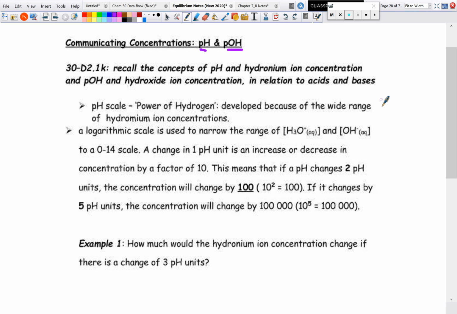So pH just means power of hydrogen, and it was developed for the wide range of hydronium ion concentrations. This is where we use our log scale to narrow down the pH of hydronium and hydroxide to a scale of 0 to 14.